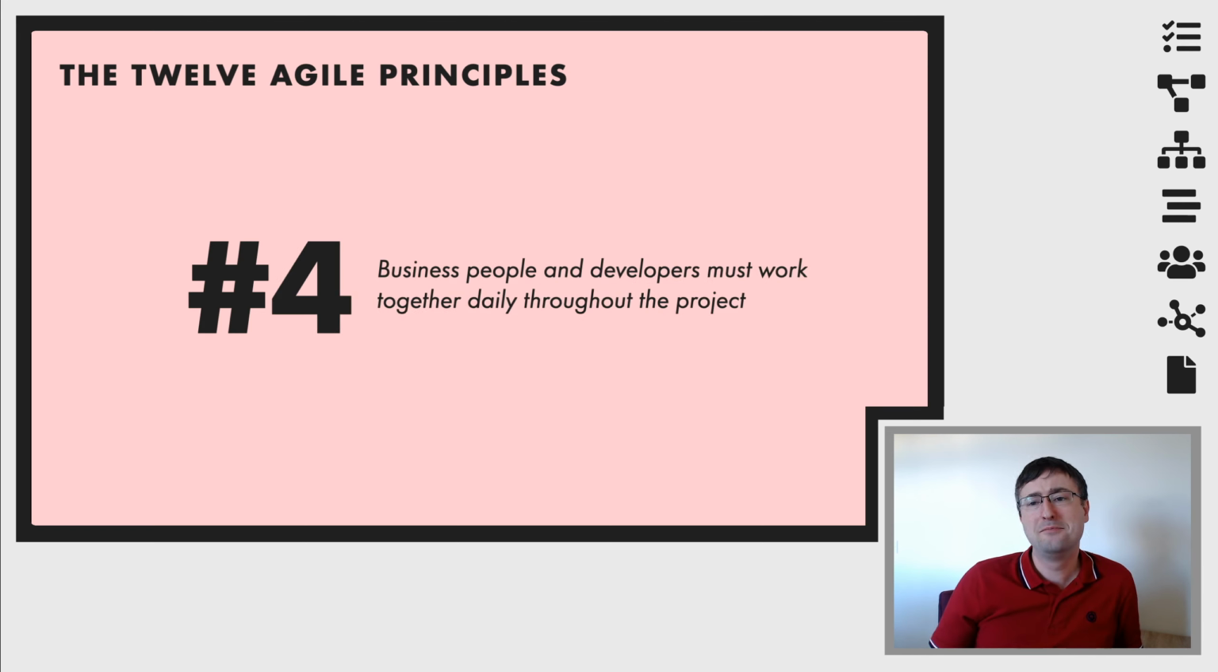The next one, business people and developers must work together daily throughout the project. And this is something that you might not expect. Inside of Agile projects, it's very, very common to see the customer on site very often, to be the one that you go to and say, I've thought about making this feature. I think that we can do X, Y, and Z. What do you think? Instead of going to your line manager or your team leader, you go to the customer themselves. With this, they're the ones that are able to guide what it is that you're doing.